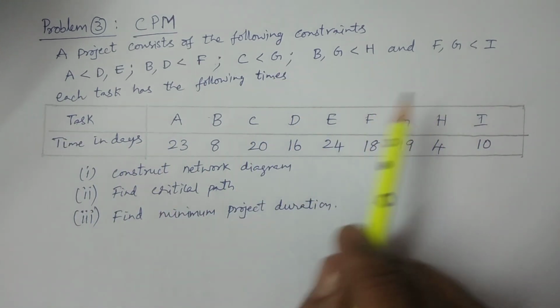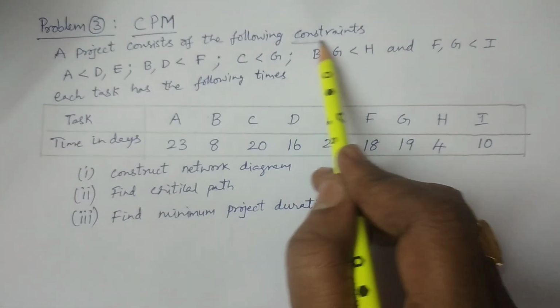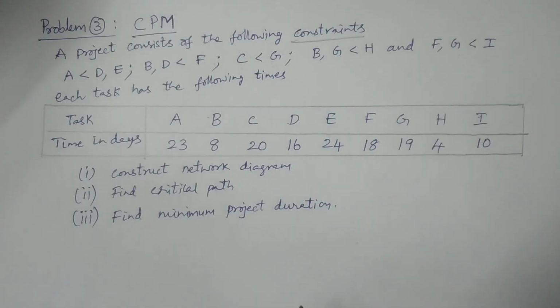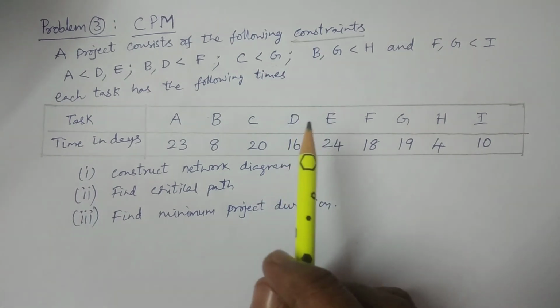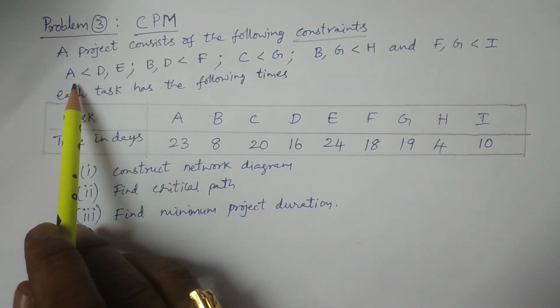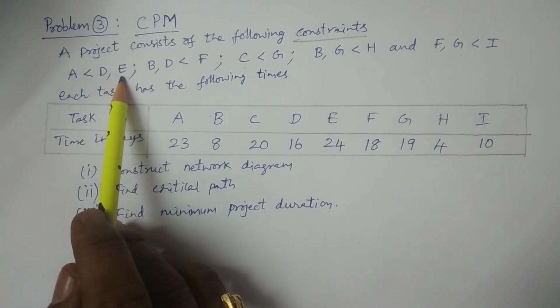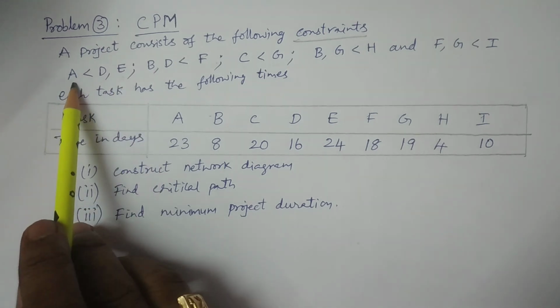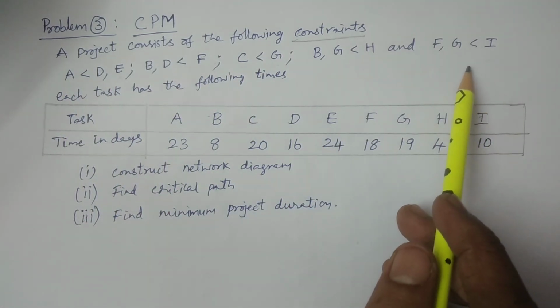These relations are called constraints, which means some kind of conditions. We know this from the linear programming problem: constraints mean conditions, restrictions. A should be finished before starting the two activities D and E. D and E are tasks which are to be started after the completion of A. Like that, these are the relations.